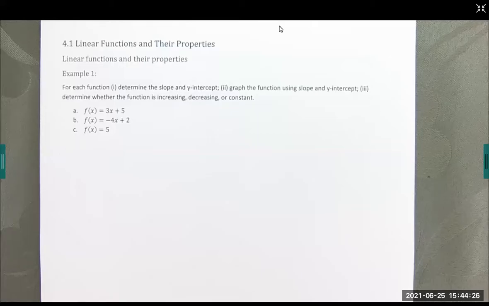All right, here we go for chapter 4. We're going to be dealing with linear functions and their properties. This particular section is relatively simple, actually. It's mostly a review of things that you may already know.